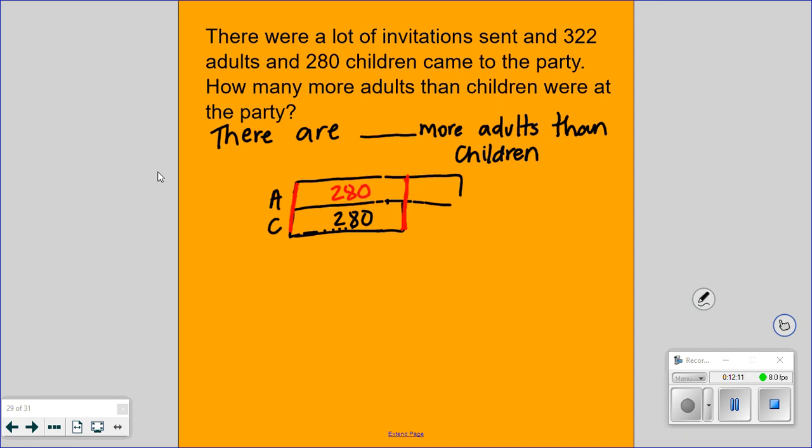But I know that there was more than that. Draw your arrow to the more section. It's right here. Now, I erased my 322. That's still important information. This whole adult bar is 322. I'm just going to move it above. That way I can still see it.